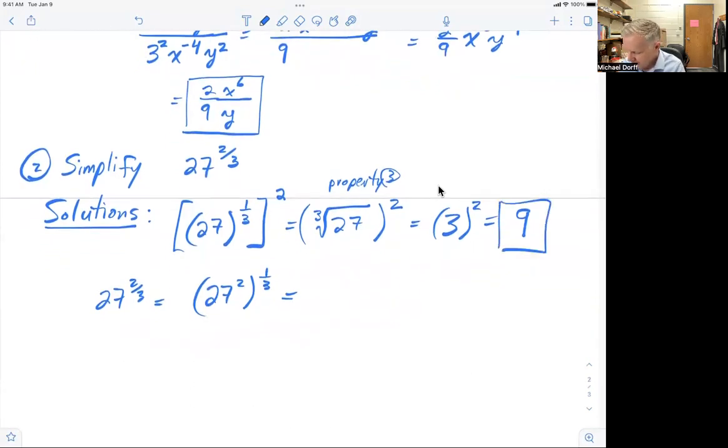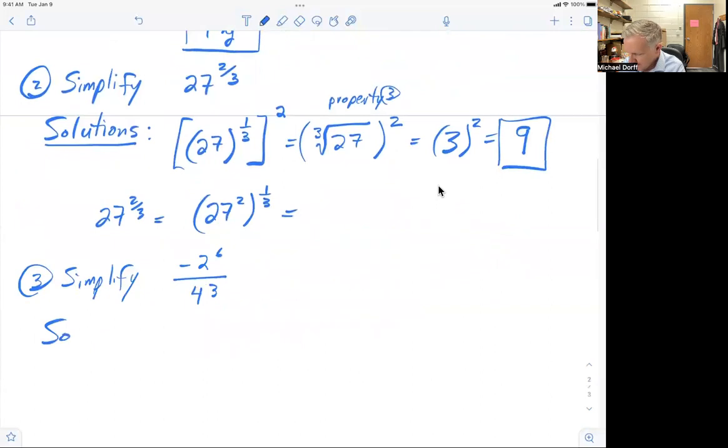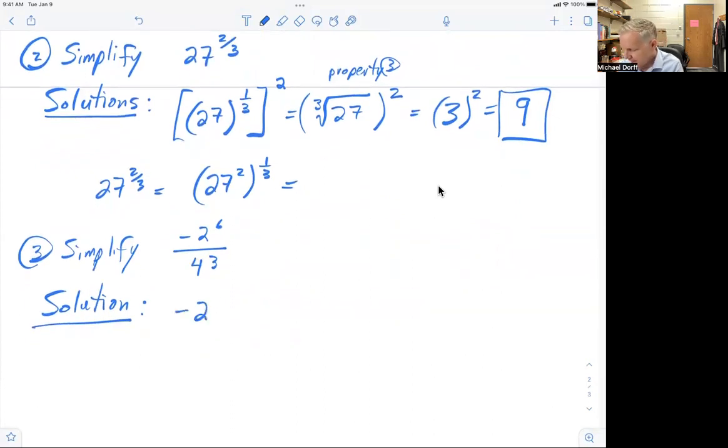Okay, and let's do one last example. Suppose I had -2 to the 6th over 4 cubed, and I want to find the solution to that. Okay, so first of all, let's talk about this. What does -2 to the 6th mean? Does that mean -2 times -2 times -2 6 times? So is that -2 times -2 times -2 4 times, 5 times, 6 times? Actually, it does not. It doesn't mean that.